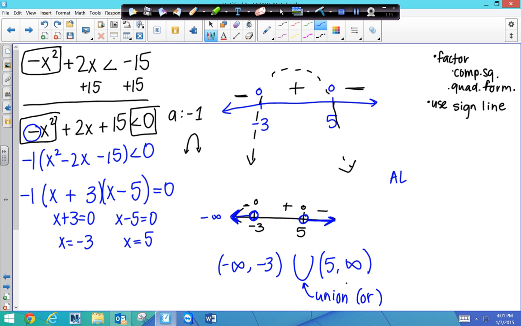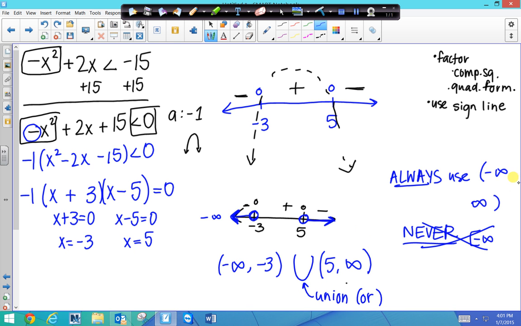You are always, always, always going to use parentheses when you're talking about negative infinity or positive infinity. You will never use brackets because you can't ever get to infinity. So that is something that you never want to do. You're always going to use parentheses when you're talking about the infinities, even if these ones on the inside with the 5 and the -3 had been brackets. But this would be what your answer would look like, and you would be done with this problem.